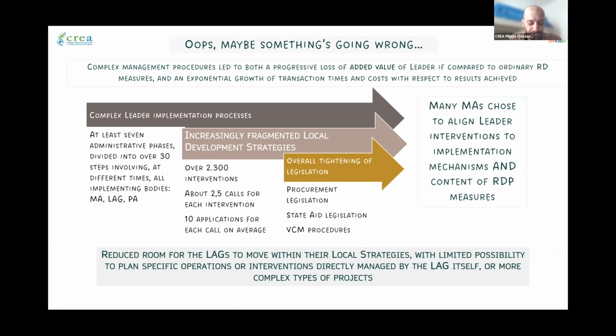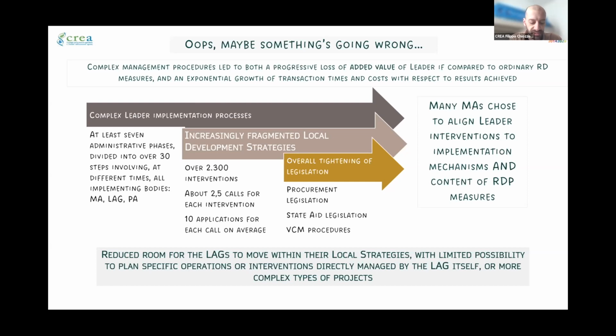That the implementation process of an average LEADER intervention in Italy consists of at least 7 administrative phases, which are divided into 30 steps, which involves at different times all the implementing bodies. And this process regards over 2,300 interventions, and this is just an old figure because it refers back to 2019. Every intervention sees about 2.5 calls, and for each call there are about 10 applications.